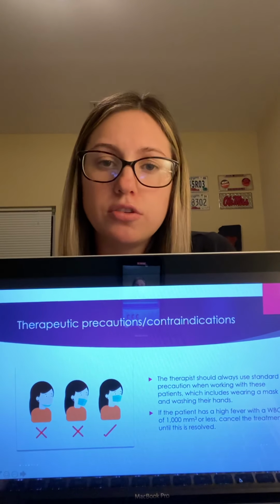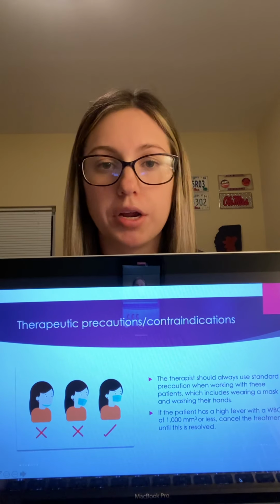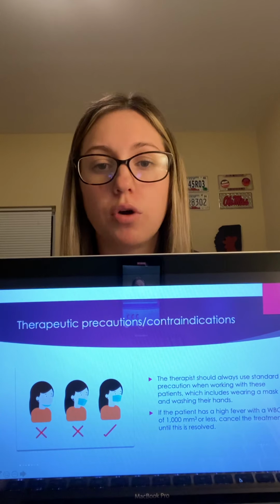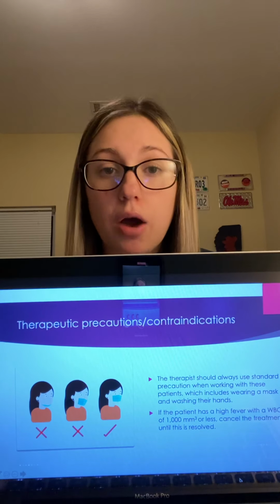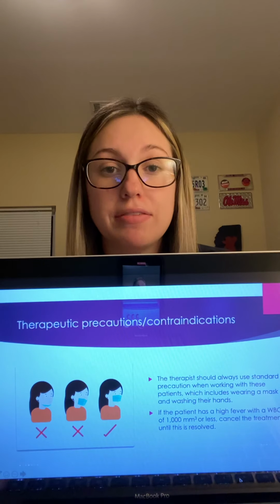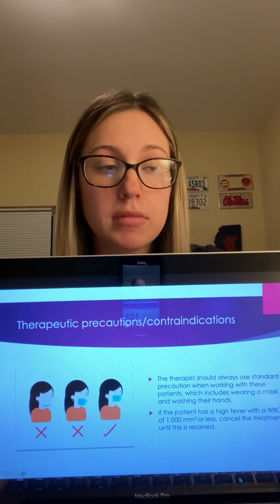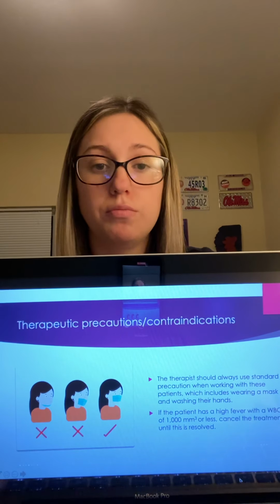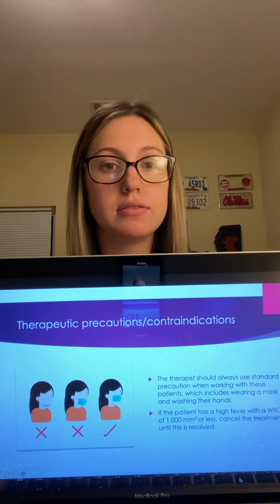So with these patients, you want to take standard precautions. You might feel comfortable wearing a mask while treating them, and definitely wash your hands. You probably would not want to work with this person if they have a high fever and their white blood cell count is less than 1,000 per cubic millimeter. You don't want to exercise with that patient until they start feeling better and that fever breaks.